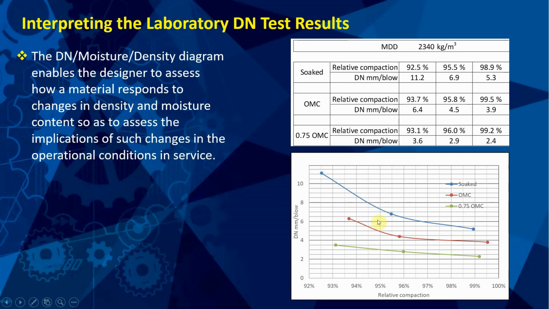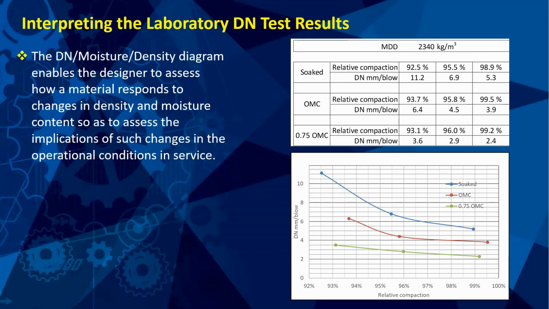Generally, the greater the separation of the lines in the DN, moisture, and density diagram, the greater the plasticity of the material, and therefore the greater the sensitivity of the strength of the material to changes in moisture. In a similar manner, the steeper the slope of the lines, the greater the sensitivity of the strength of the material to changes in density, which is a function of particle size distribution.